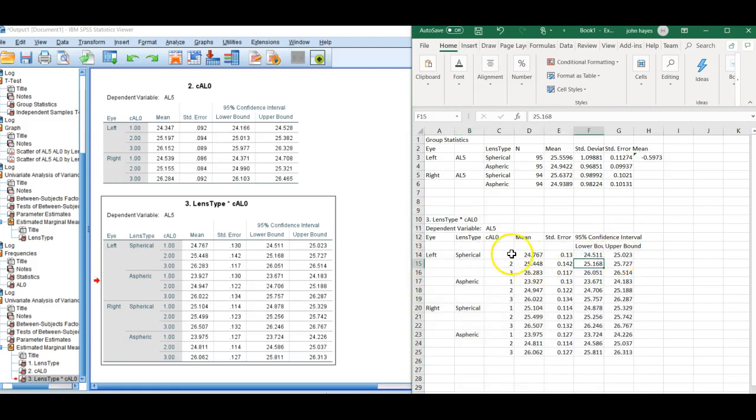So if we're going to have short, medium, and long. I should have said short. Short, medium, and long baseline axial length.